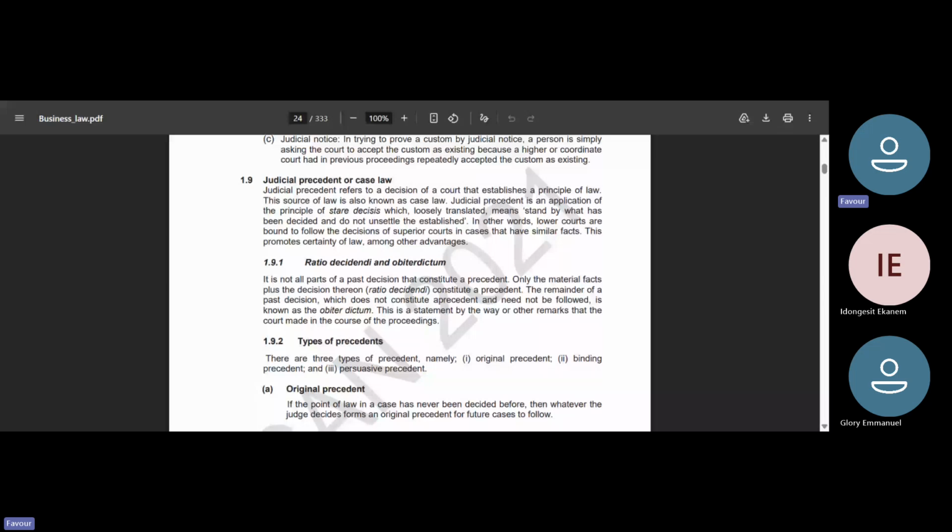They are called obiter dictum. Sorry for the pronunciation. This is a statement, by the way, or other remarks that the court made in the course of the proceedings. So, although in case law and precedent most times we make use of all the facts, there are some cases where only the material fact, that's the part of decisions that concerns the case at hand, right? So we are moving to the types of precedents.